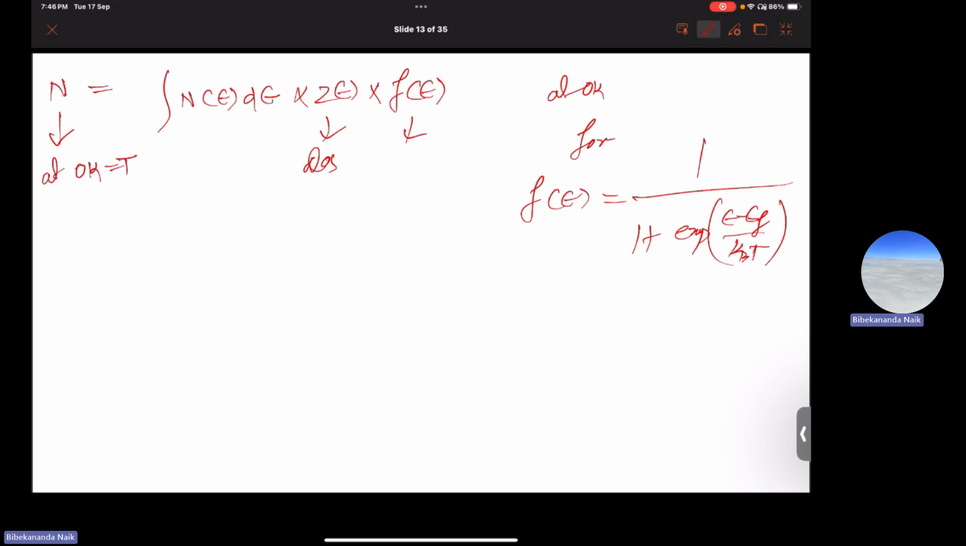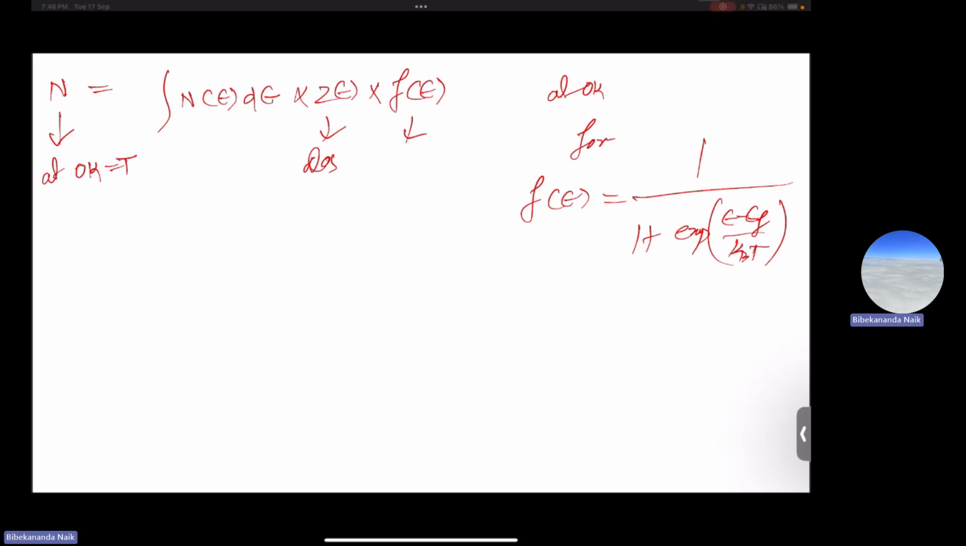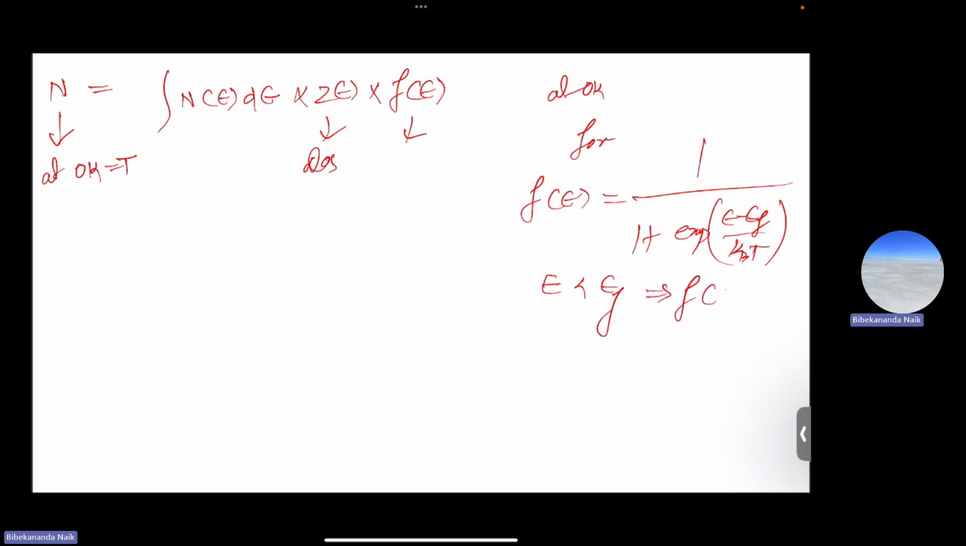We need to find the total number density N by integrating this right hand side. But at absolute zero temperature, because the question asks for the Fermi energy at absolute zero temperature, all the energy levels for which E is less than EF have Fe equal to 1, and for E greater than EF, Fe is 0. These things I had also discussed in the last session.